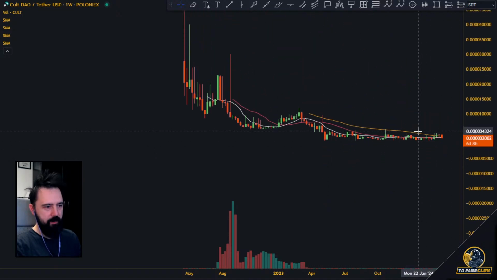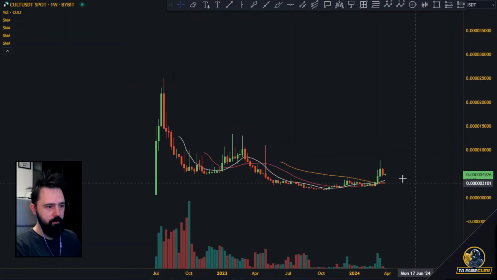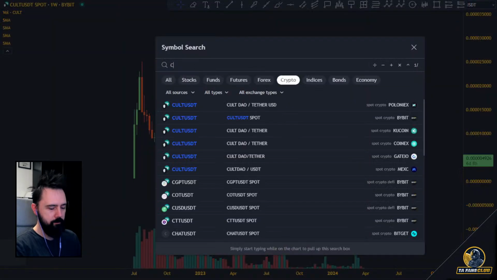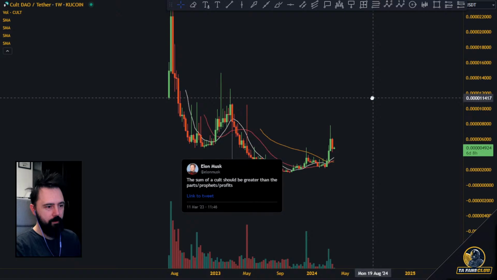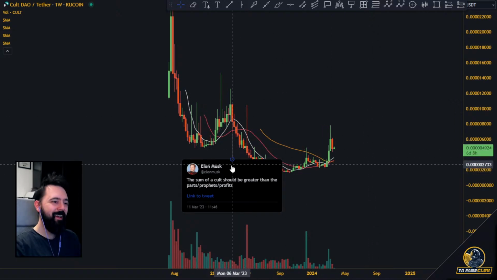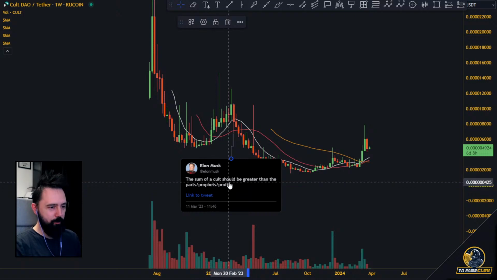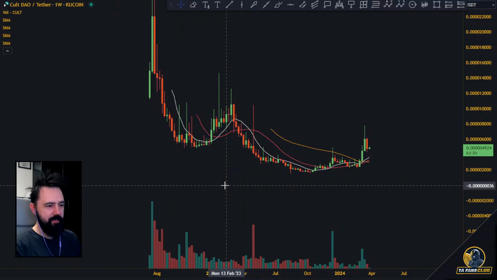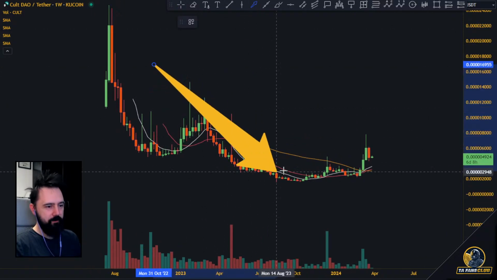I remember this thing came out of nowhere and it was very, very popular. It was very popular and it just bled down. This is Elon Musk tweeting, the sum of cults should be greater than a party. So I remember he was tweeting about Cult and then this thing pumped a little bit. So this thing has been just going down.